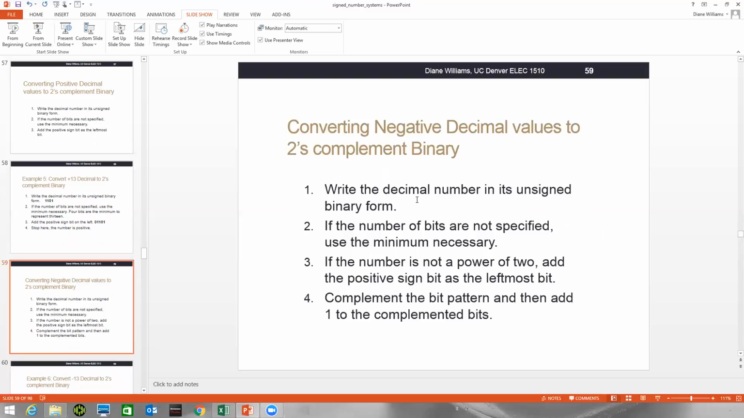We write the decimal number in its unsigned binary form. If the number of bits is not specified, we use the minimum necessary. If the number is not a power of 2, we add the positive sign bit as the leftmost bit. So this differs from 1's complement. Then we complement the bit pattern and add 1 to the complemented bits.